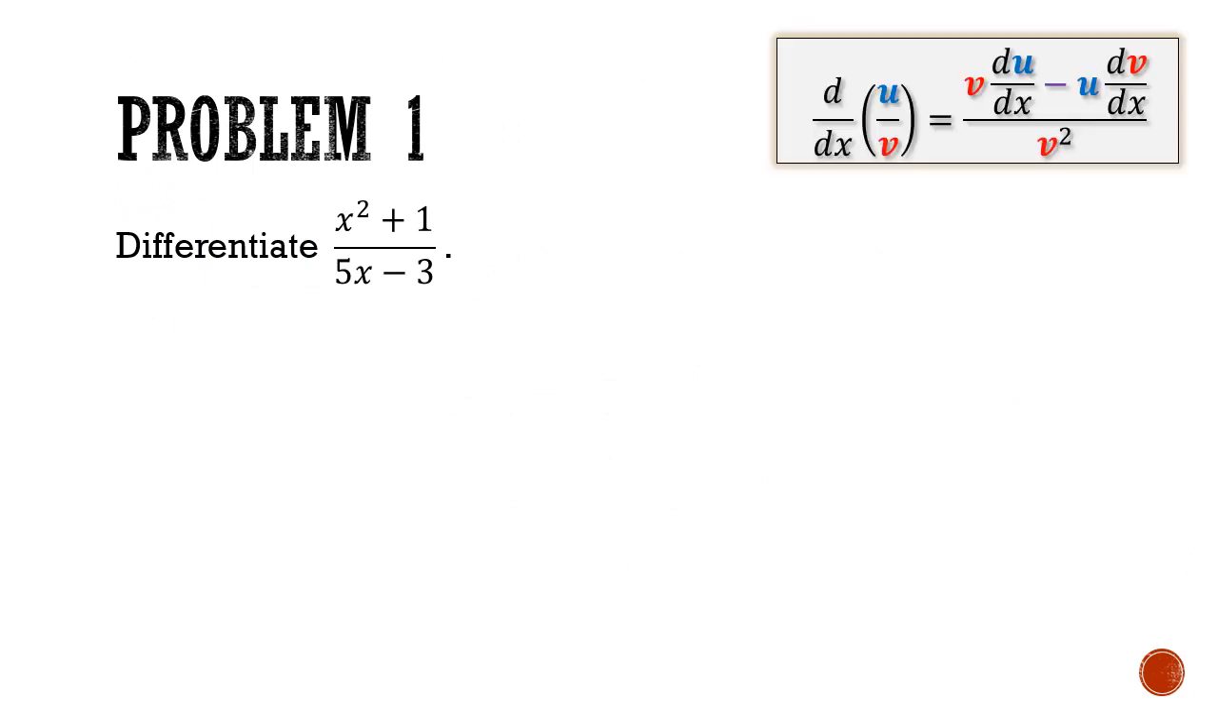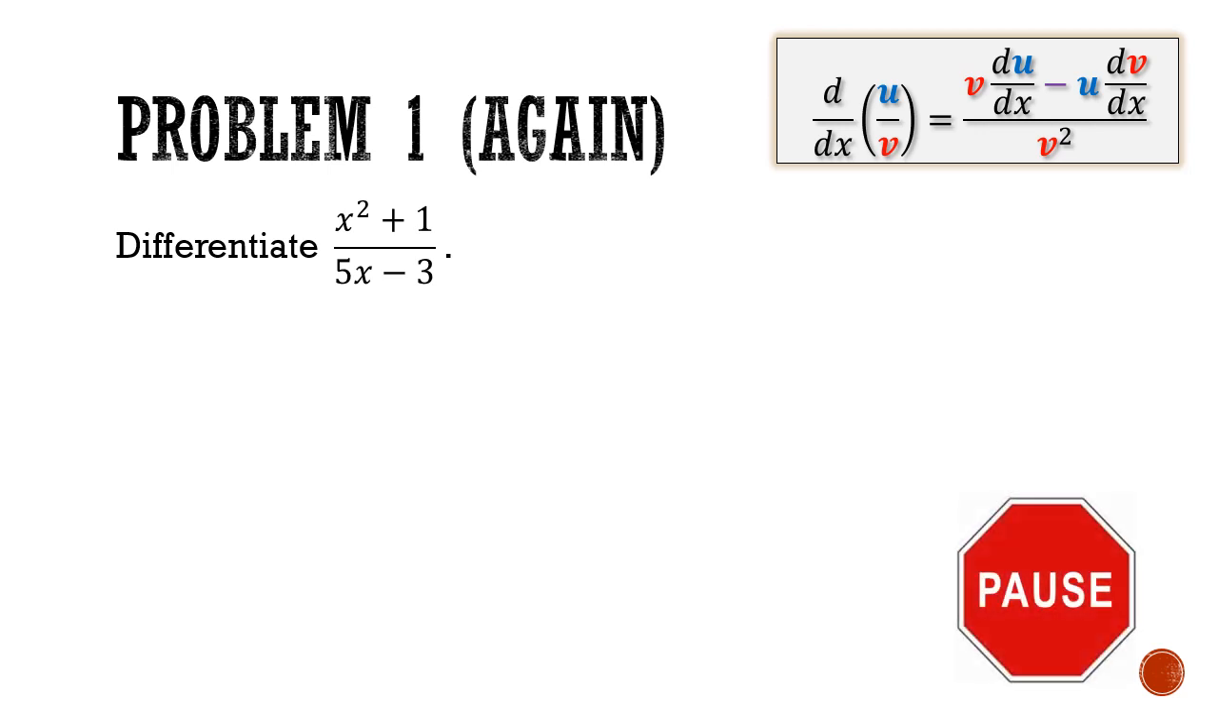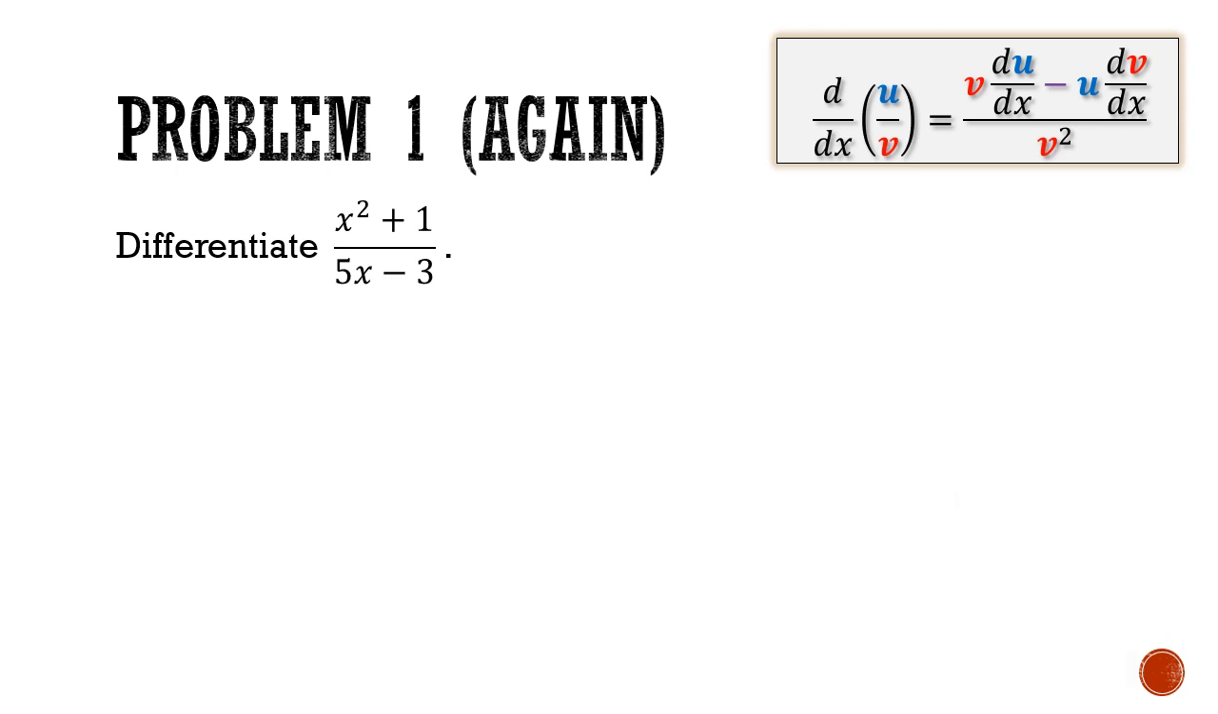So now that we know the quotient rule, let's go back to problem 1 and solve it again, but this time using the quotient rule. So pause the video here and give this question a good try. Alright, first we need to set up our quotient rule. We need to define the numerator to be our function u and our denominator to be our function v.